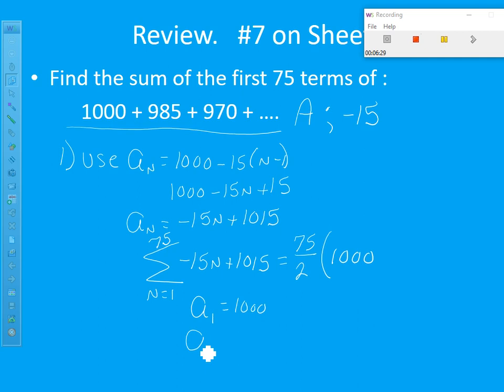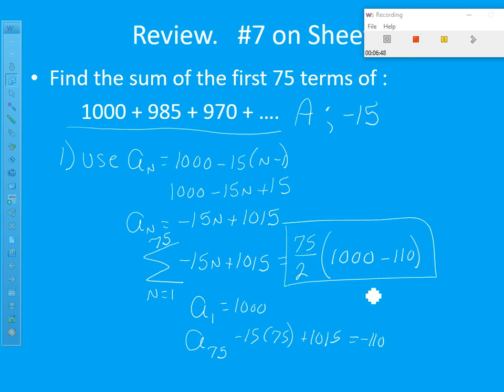I also need to find the 75th term. So negative 15 times 75 plus 1,015. That comes out to be negative 110. That goes right there. Run this part through your calculator, and you should get 33,375. So I call these the money problems.